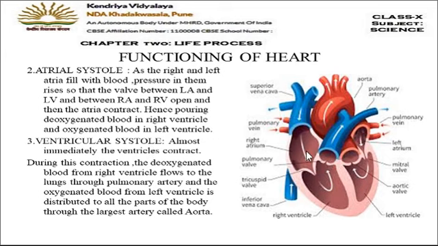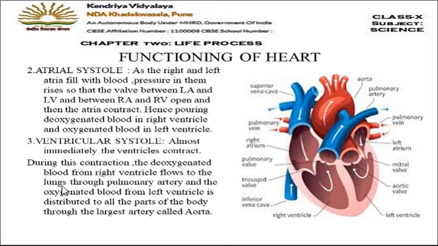After atrial systole, after the contraction of the atrium, now the ventricles will also contract. Now the blood is in both the ventricles, and now they will also contract, meaning systole. So almost immediately the ventricles contract. Immediately after the contraction of the atrium, blood comes into the ventricles and the ventricles also contract. Now during this contraction, what will happen? Where will this deoxygenated blood go now?